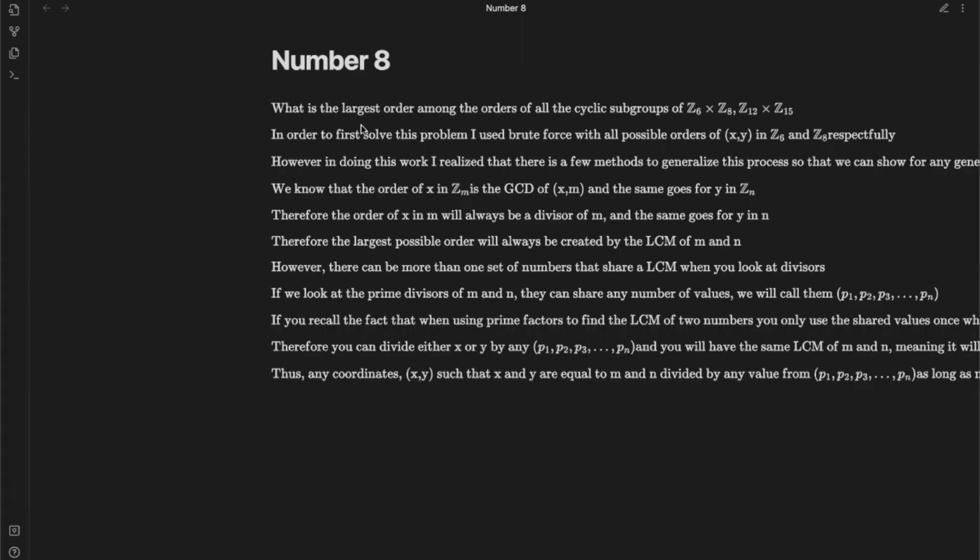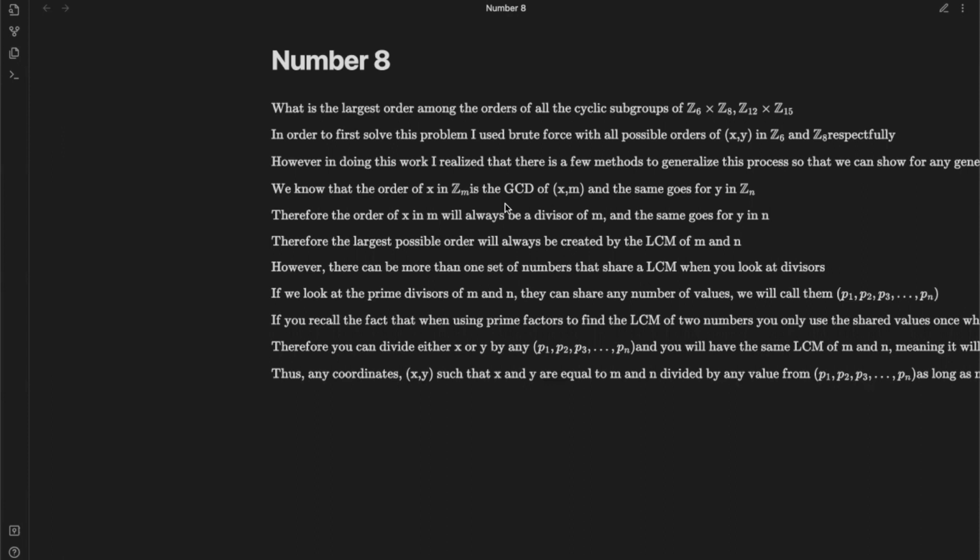Hi, I just wanted to come back. Throughout the editing process of my video, I did find a mistake I made in this proof, which left me a little stumped. So I just wanted to bring that to light. It is right here in this line. The order of x in Zm is not the GCD of x and m. The order of x in Zm would be m divided by the GCD of x and m. That left me a little stumped.